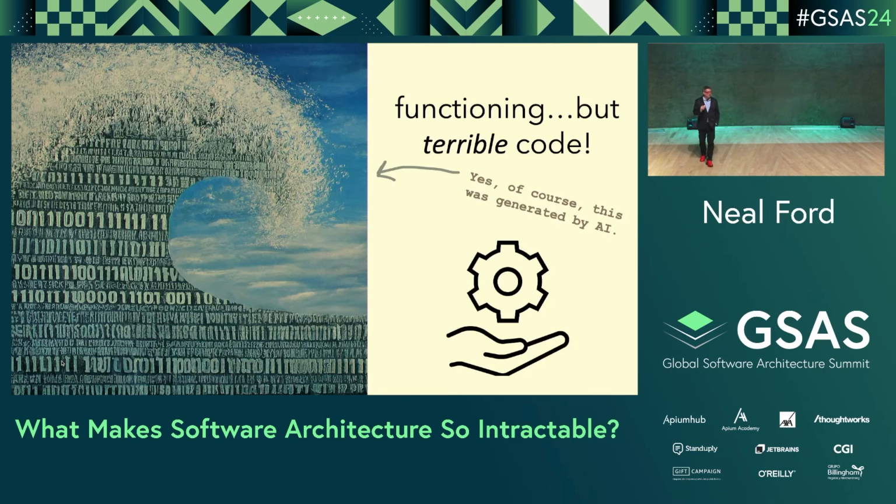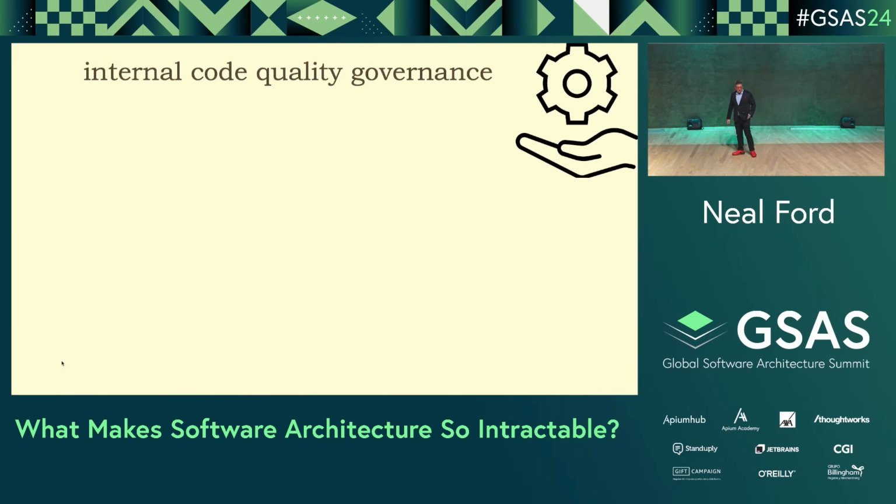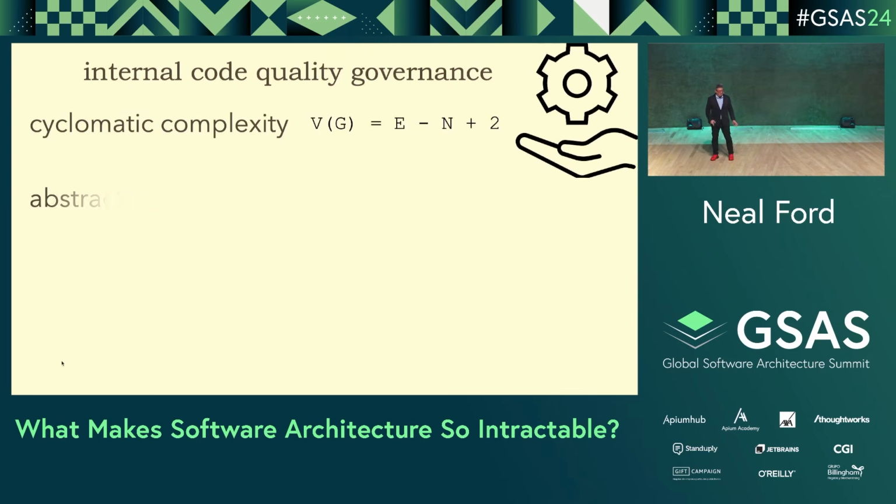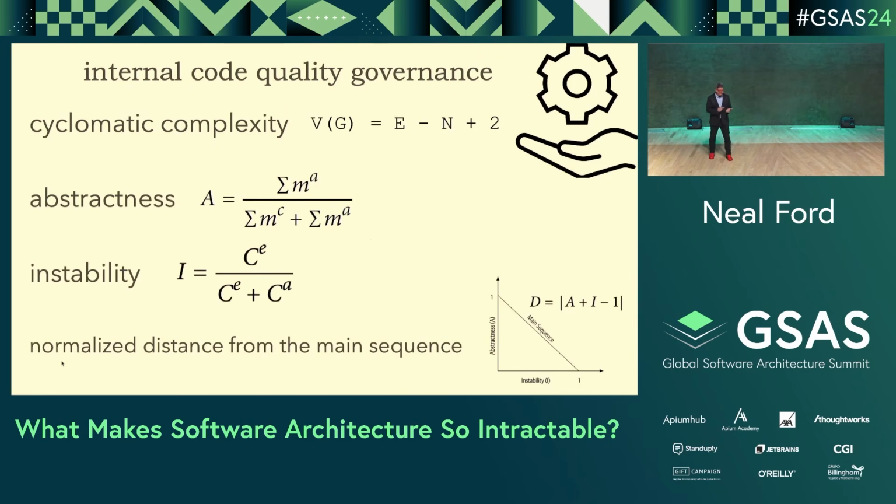And what you can do is build automated fitness functions to look at the AI-generated code. There are a lot of well-known internal code quality governance tools like cyclomatic complexity, like abstractness, like instability, like normalized distance to the main sequence. When we first came out with the Evolutionary Architecture book, most architects sort of said, yeah, developers know you shouldn't do this stuff, but Gen AI doesn't know you shouldn't do this stuff. So this is your safeguard against functioning but terrible code, which is great if you're going to throw it away, but if you're trying to build a foundation for something, you want that code to be of high quality.